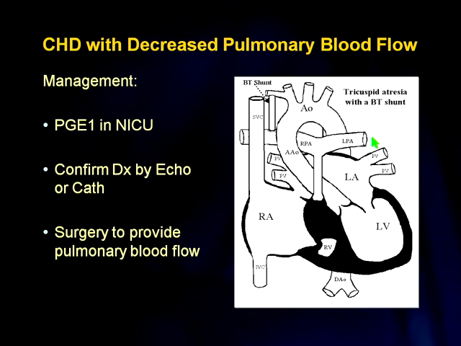What do we do with these kids? Well, prostaglandin in the nursery, get the ductus open, confirm the diagnosis, usually by echo, okay? And then here's where we do a surgical procedure to get blood flow to go to the lungs. We will ask the surgeon to construct a shunt between the subclavian artery, usually, and the pulmonary artery, like that. Now the baby has a permanent or semi-permanent little ductus, and the baby can go home because there's blood flow going to the lungs.